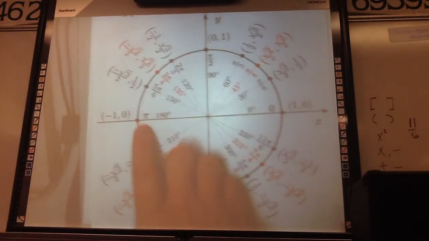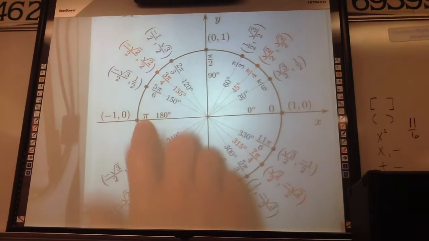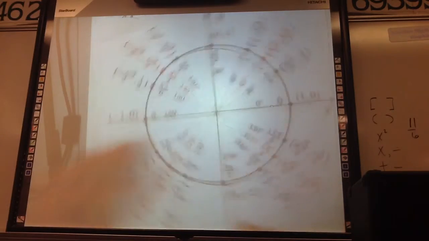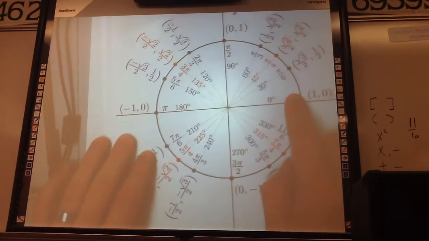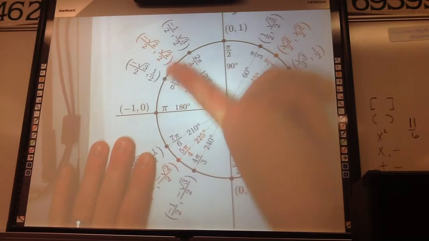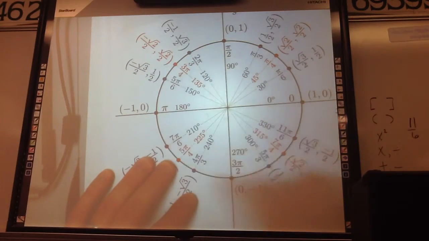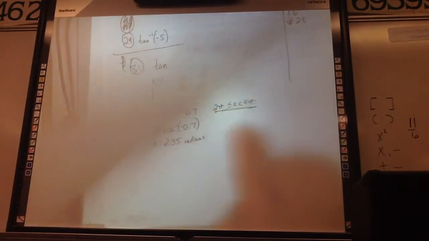But think, pi is 3.14 radians, right? We just write it as pi. So 2.35 is somewhere over here, right? My angle, but that's between 0 and 2 pi. I want it between 2 pi and 4 pi.